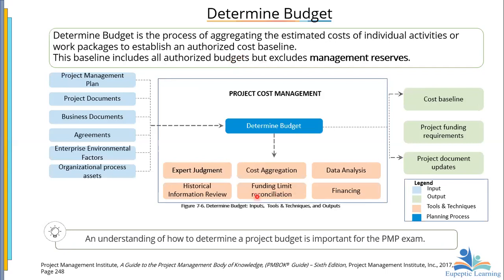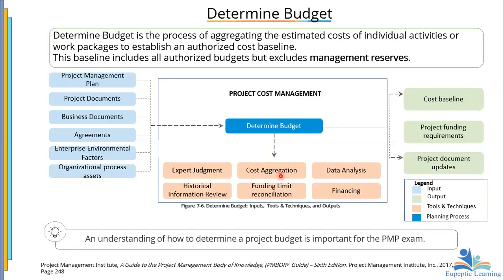Now, funding limit reconciliation. What is it about? The cost aggregation is when you pick it from the bottom up, using your work breakdown structure. What is funding limit reconciliation? Let me take it that you, as a student, are in school and your parents are taking care of you. When you go to school, they usually give you your pocket money. Maybe in the middle of the semester, you're given a certain amount of money. Is that not it?